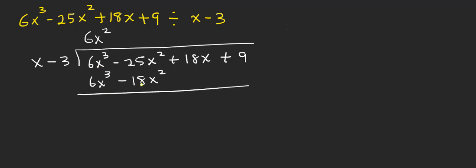Now we need to subtract. When you subtract, it's like adding the opposite. For example, 7 minus 8 is the same thing as 7 plus the opposite of 8, which is negative 8. We're going to use the same principle here. When you subtract, it's like adding the opposite. So what is the opposite of this? It's going to be negative and positive. Add them up, that cancels out. You get negative 7x squared. We haven't used these two terms, so bring them down.